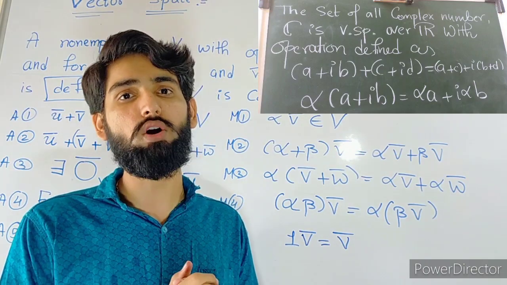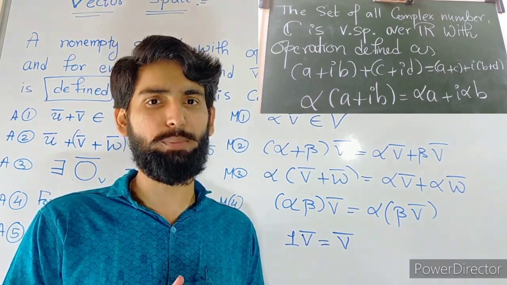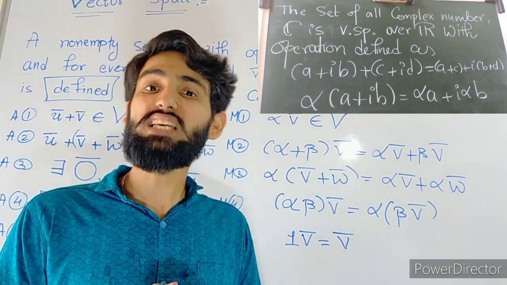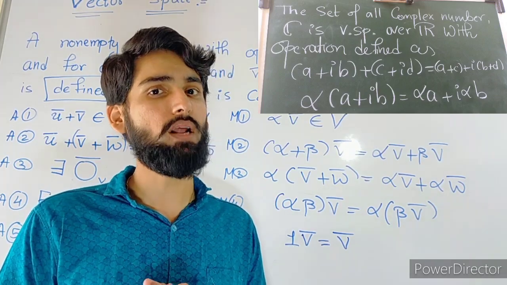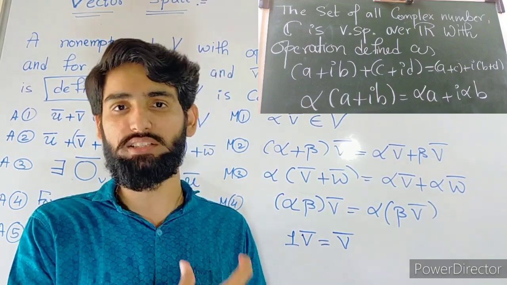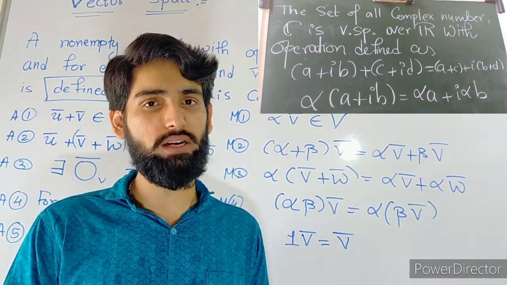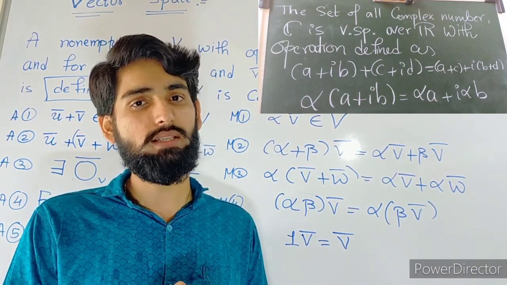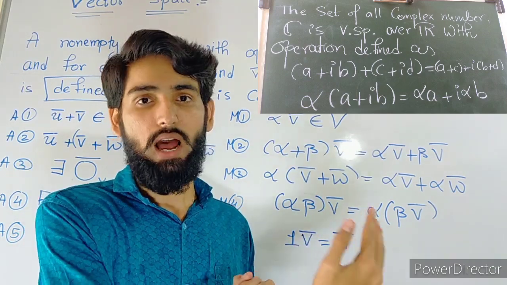That means if you want to add 2 complex numbers, you have to add them in the usual way. That means if you want to add a plus ib with c plus id, the answer is going to be a plus c plus i times b plus d. That means we are going to add real part with the real part, imaginary part with the imaginary. And the scalar product is also defined in the usual way. Means alpha times a plus ib is nothing but alpha a plus alpha bi.